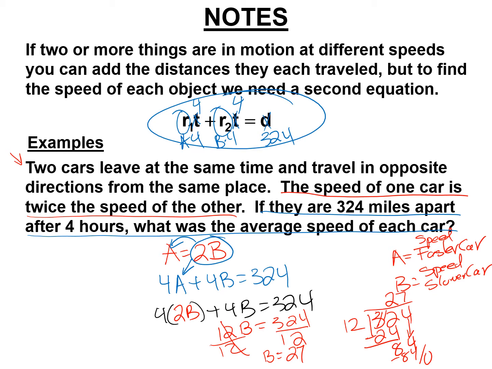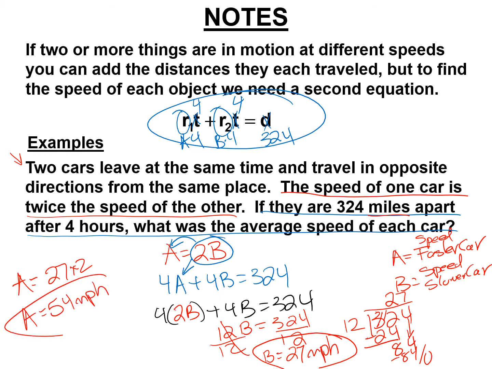Well, does it say miles, hours? Oh, it must be miles per hour. So B is going 27 miles per hour, but we're not done. Remember, the solution to a system is an ordered pair. Now, this is not an ordered pair in the way we're going to write it, but we have to find the other part of it, right? A is twice B, right? So it's 27 times 2, and 27 times 2, I believe, is 54 miles per hour, right?